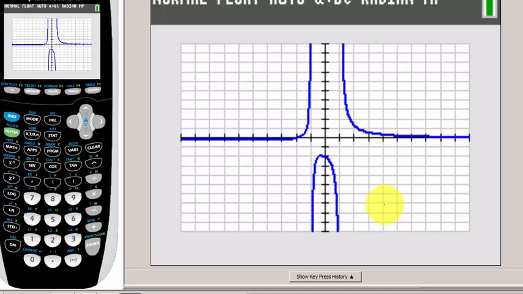I see two vertical asymptotes, one at -1 and the other one at 1. And I also see a horizontal asymptote that seems to be the x-axis, right? y equals 0. Okay, now at -1, you see if you go from the left, it goes to plus infinity. But from the right, if you approach -1 from the right, it's negative infinity. And the other way around at 1.